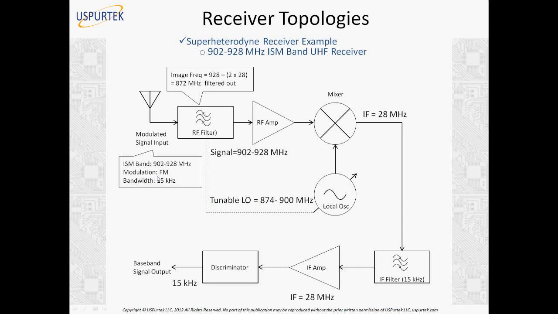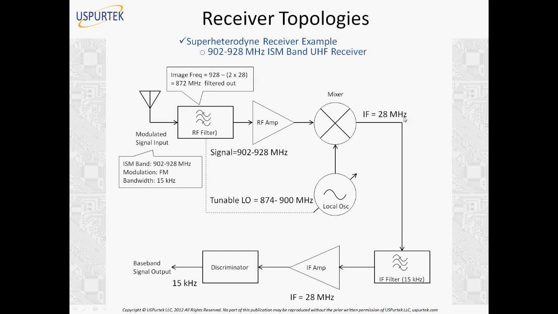Now here, if you notice the local oscillator frequency range, it is from 874 to 900 megahertz. Why is it like that? Our incoming signal could be between 902 to 928 megahertz. We have to keep a difference of the IF frequency. Our IF is going to be 28 megahertz here. So at a distance of 28 megahertz, we generate frequency in a local oscillator.